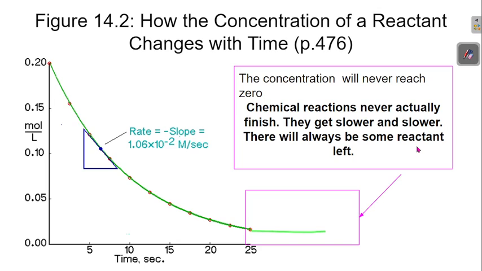So chemical reactions never actually finish. It's kind of strange to think about it that way, but it's true. They get slower and slower, but there's always some reactant left. One way to calculate the rate of a reaction at a moment in time is by using the slope. But we're not going to use that mathematically. We're not going to do that.